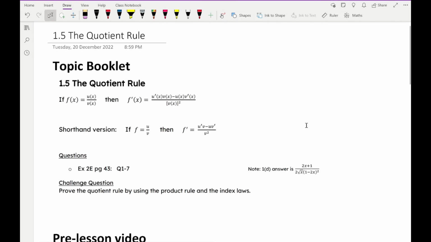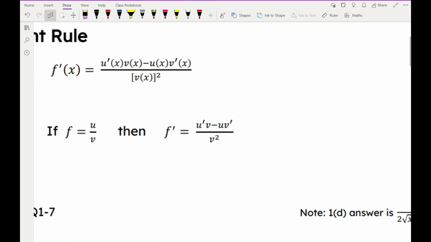Okay, in this video we're looking at the quotient rule, and it's a way to differentiate quotients. Quotient is a fancy name for fraction. So if you've got something that looks like a fraction, you're probably going to be using the quotient rule. It looks kind of like the product rule.